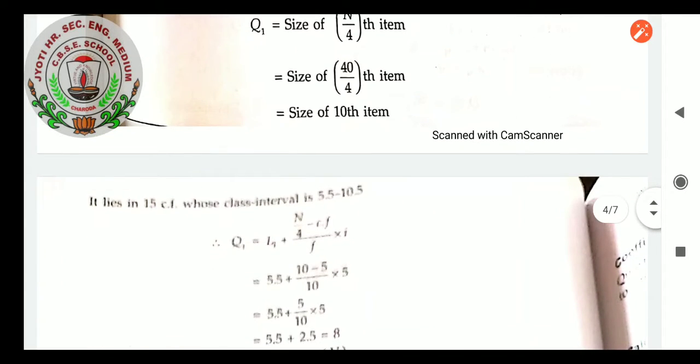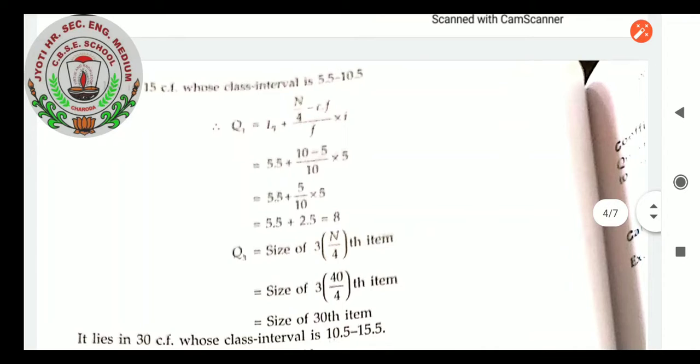Let us see. Q1 equals L1 plus n by 4 minus CF upon F into I. Here we can see L1, first of all the class interval. As CF lies in the 15, the class interval will be 5.5 to 10.5. So let us proceed with the same formula. By proceeding with the formula, Q1 equals L1 plus n by 4 minus CF upon F into I. Substituting the values, L1 is 5.5. And n by 4, what answer came?